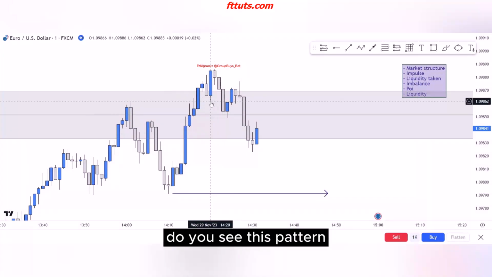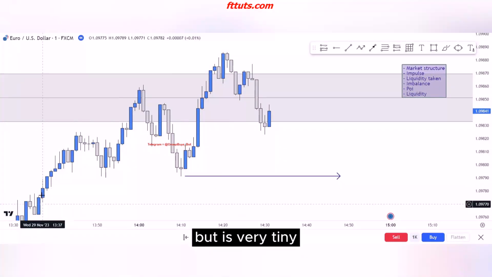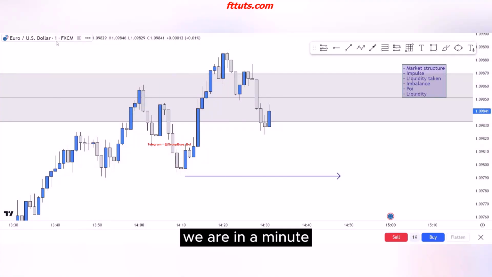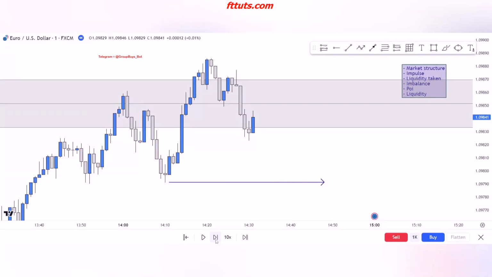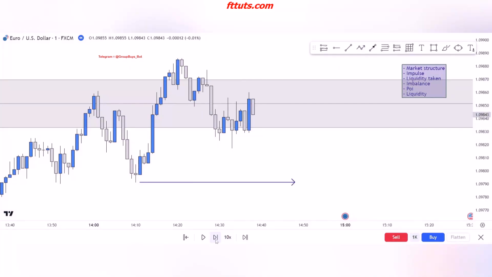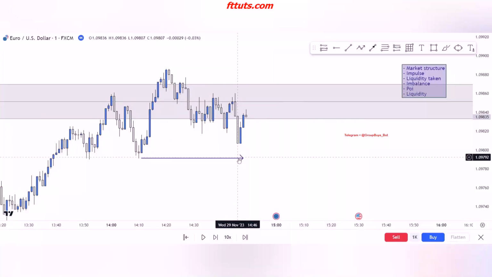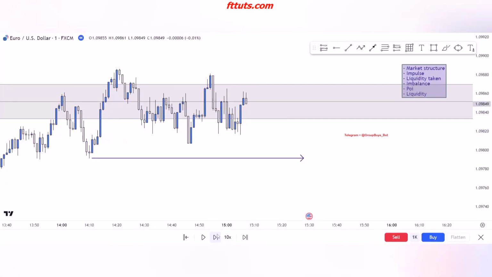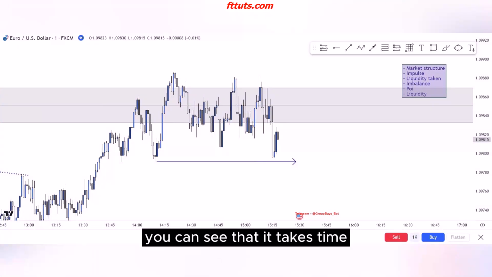Do you see this pattern? This is very misleading. It looks like a broken structure, but is very tiny. We have to remember that we are in a very small time frame. We are in a minute, so it's not a significant structure that broke. You can see that it takes time.